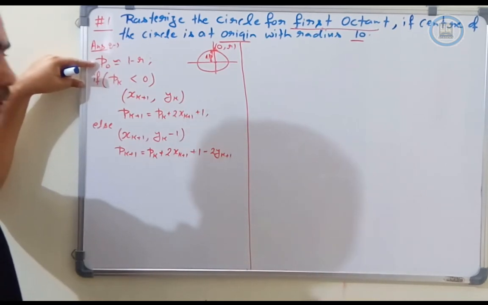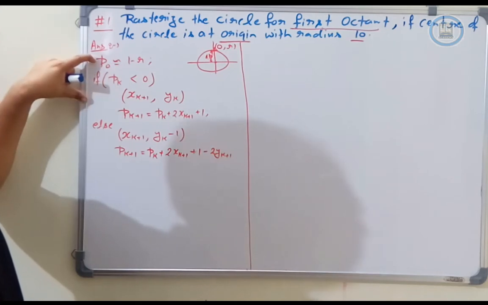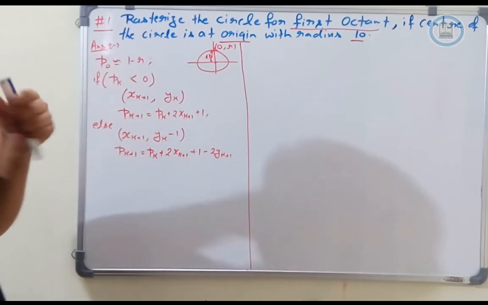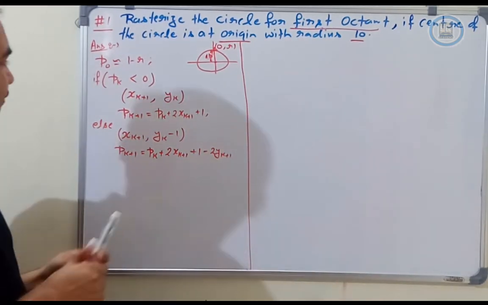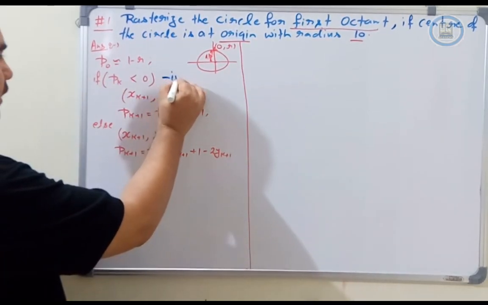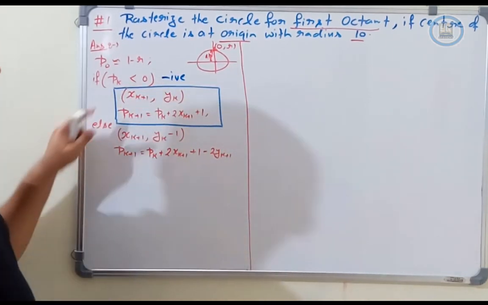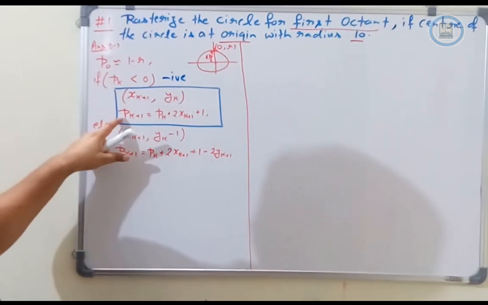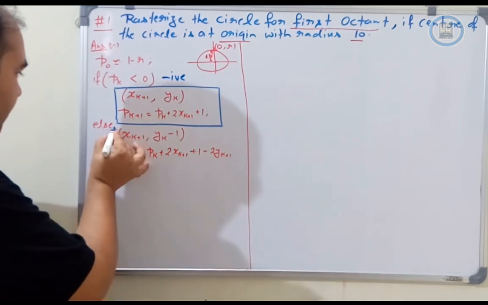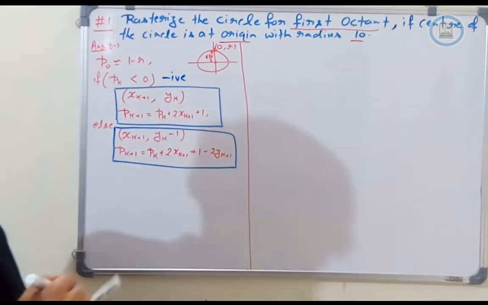We will start from the initial decision parameter, that is p0 equal to 1 minus r. Actually this value is p0 equal to 5 upon 4 minus r, but we are assuming 1 minus r. Next we will go for the further calculation. If the pk value is negative, we will consider these two values: this value for the pixel, and this value for the further decision parameter. Otherwise, if the value is 0 or positive, we will consider these other values.